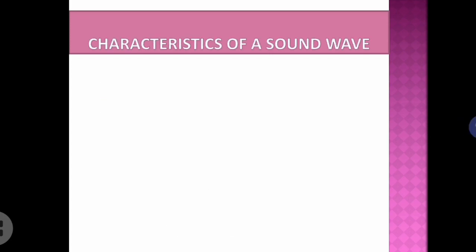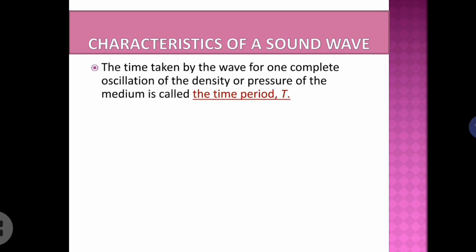Next characteristic property is the time period. As you know, time period is the time taken to complete one wave or one oscillation. That means one oscillation of the density or pressure of the sound wave. That is called time period, denoted by the capital letter T. SI unit is second.